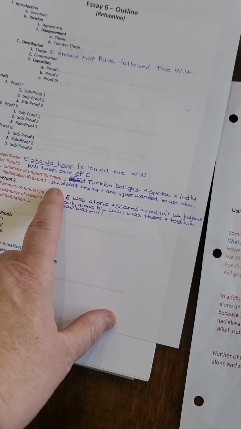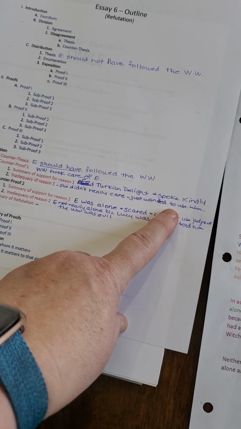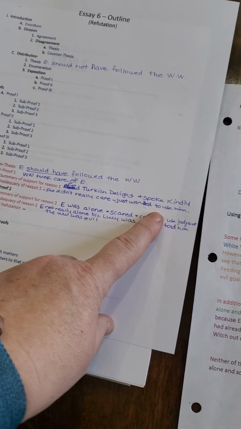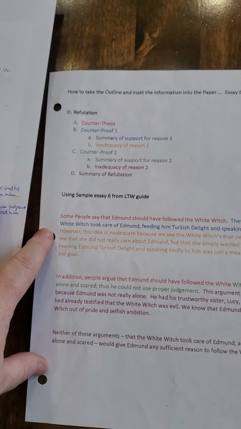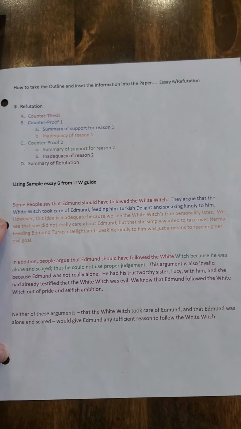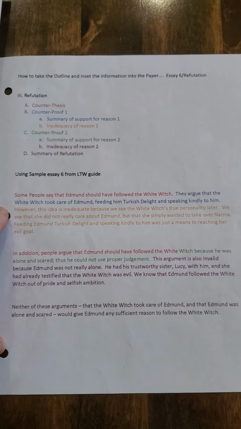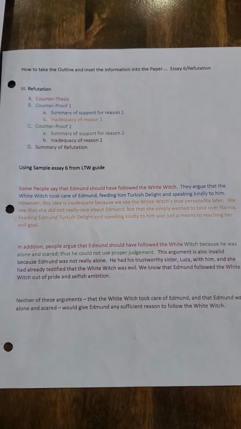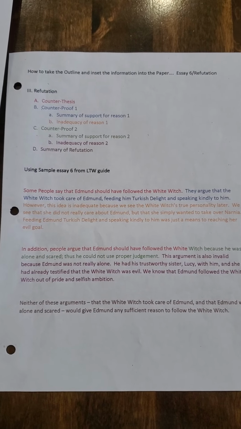Now, once again, over here in my outline, my statement is really just a statement. Well, she didn't really take care of him. She just wanted to use him. But when I put it over here, remember, you are 7th graders. At this point, you need to flower it up a little bit. I should see a little bit more of your personality. Really give me a reason why it's not a good argument.